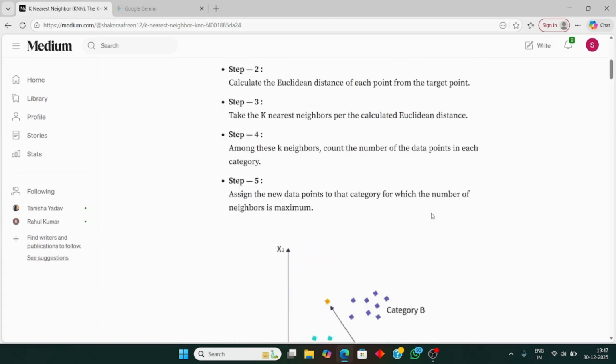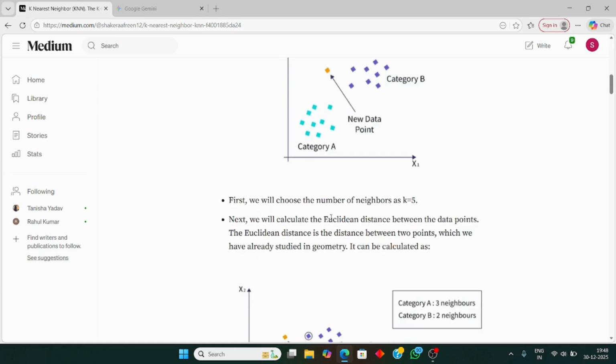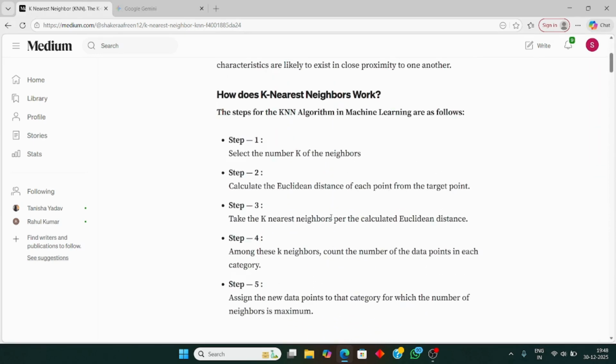This is the Euclidean distance term. In this you can see there is a new point, and we check which point is nearest. If we take this point as nearest, we calculate the shortest distance to this point. So it is simple as that to calculate the Euclidean distance.